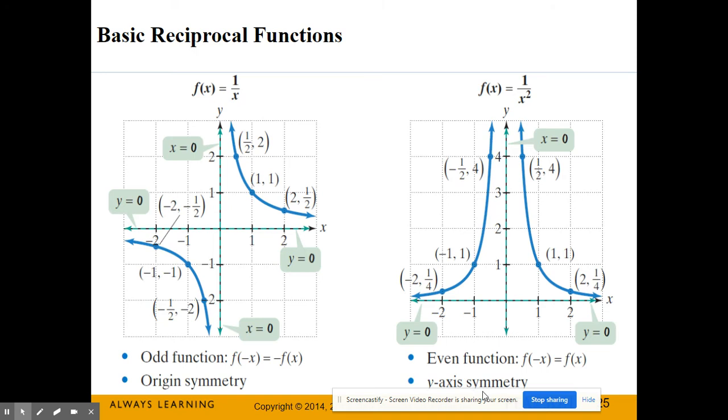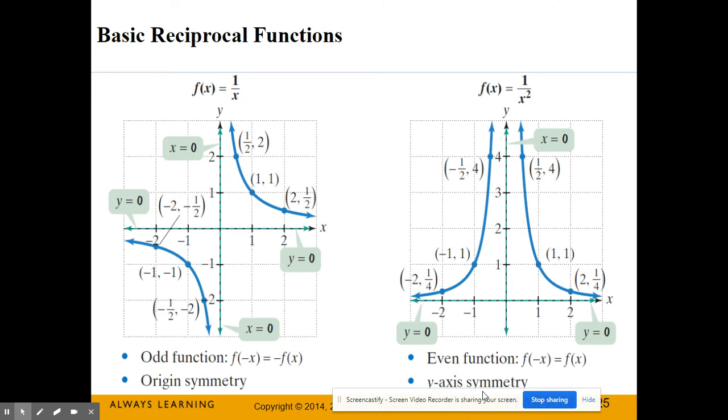1 over x is considered an odd function, meaning if you substitute negative x in for x, you will get the opposite of the original function. So if I swap out x for negative x, it's just going to be 1 over negative x, or negative 1 over x, same thing. That's considered an odd function. And that has origin symmetry, meaning if you were to draw the line y equals negative x, your function is going to mirror over top of that line.